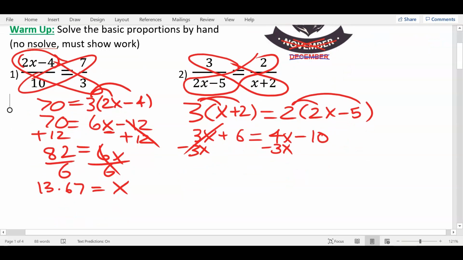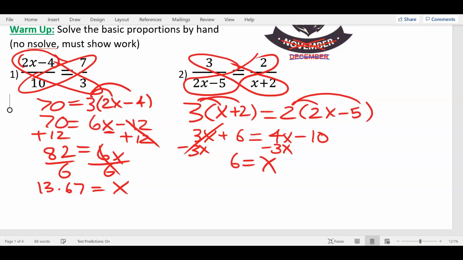So let's bring down 6 equals. What's 4 minus 3? 4x minus 3x. What's that? Yeah, there's only 1x left over. So I'm going to write down that 1x and then bring down the minus 10.